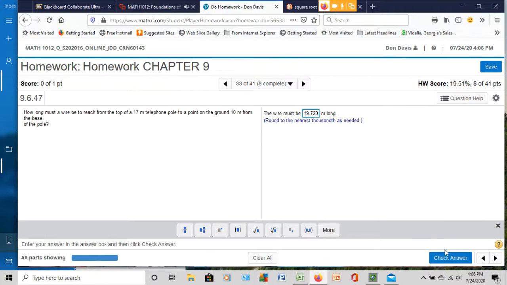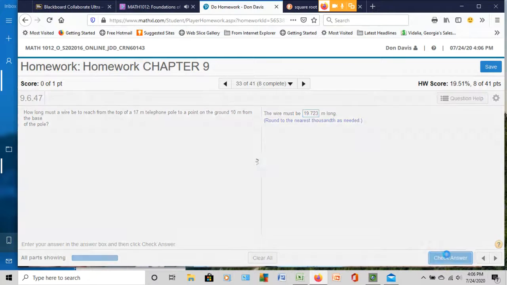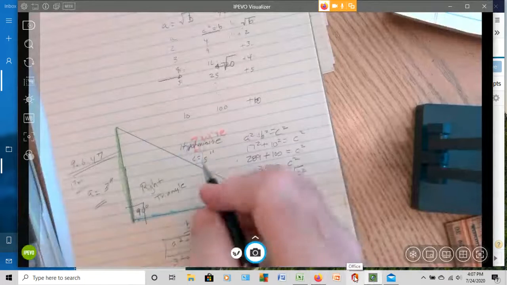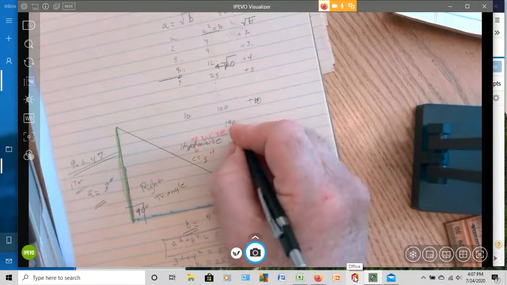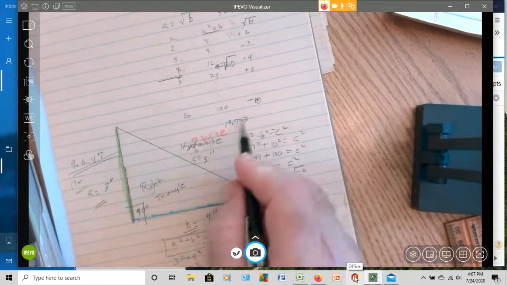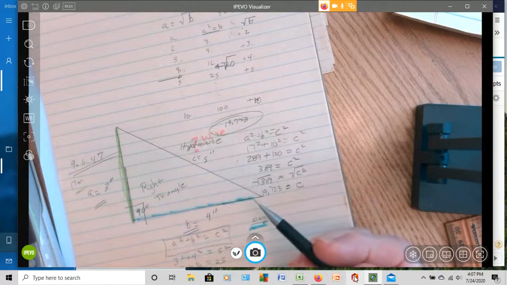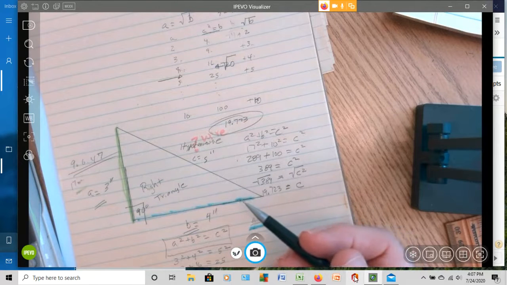Ready to check it? Nice work. Okay. So let me go back to my drawing. We had 19.723. Let's just go back to the drawing and finish this off. So the y here was 19.723. These were meters. Does that seem reasonable to you?